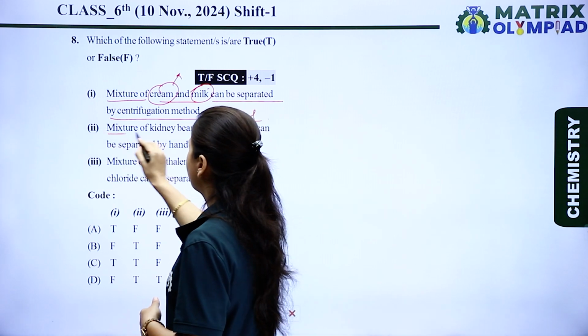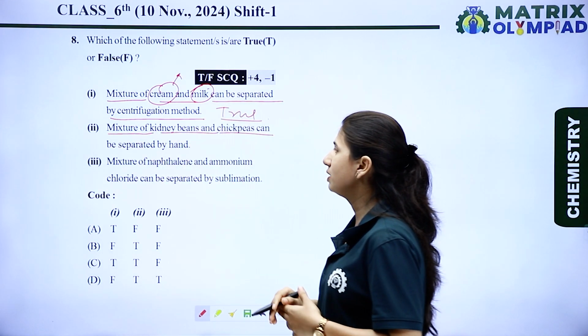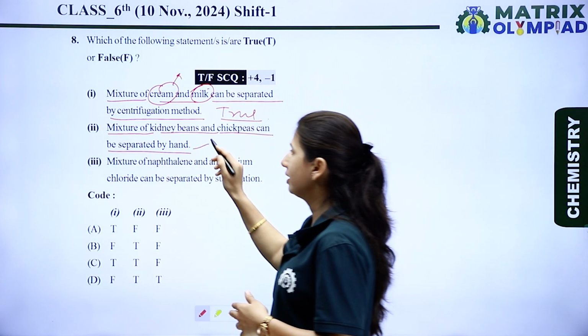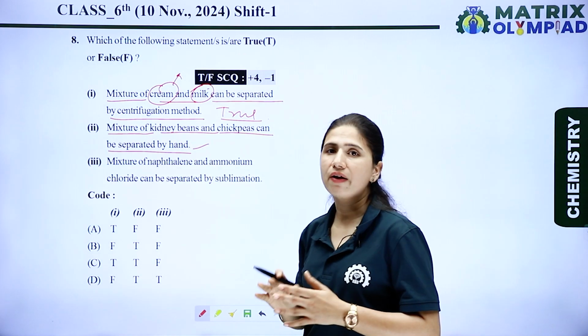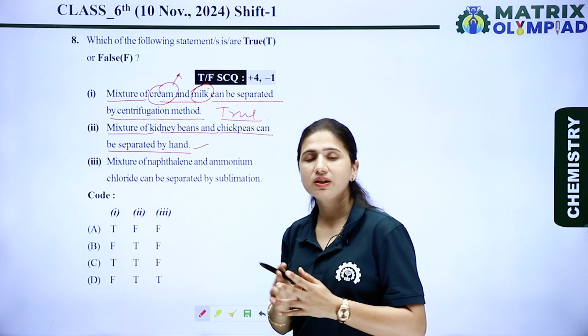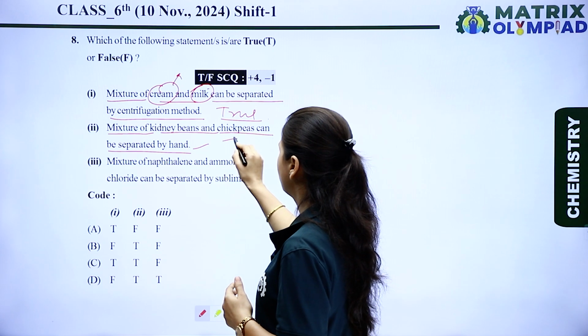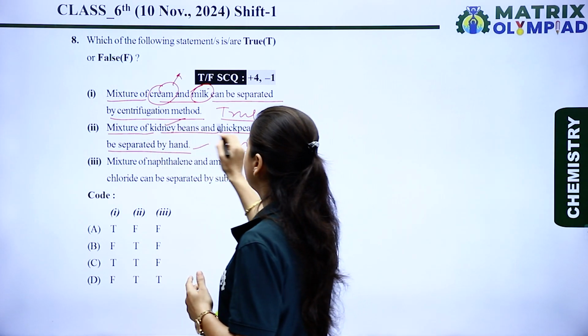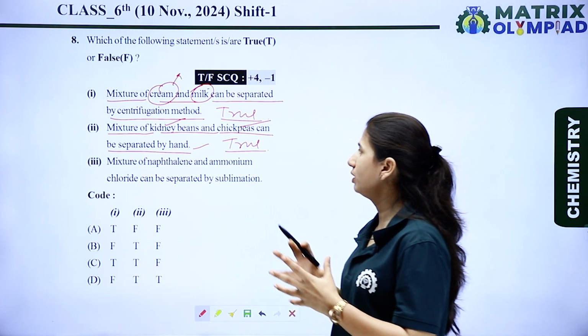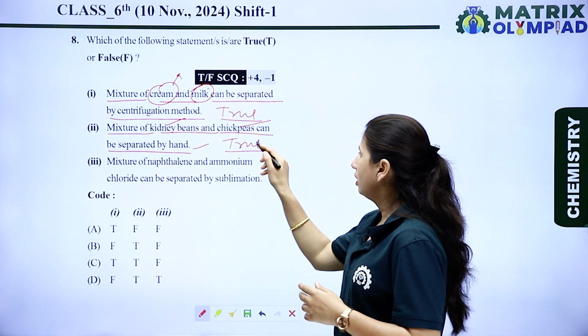Now the next is, a mixture of kidney beans and chickpeas can be separated by hand. Yes, this is a completely right statement, because when the particles differ in size, we can separate them by the sieving process. This process also applies when kidney beans are mixed with chickpeas. So this is a true statement.